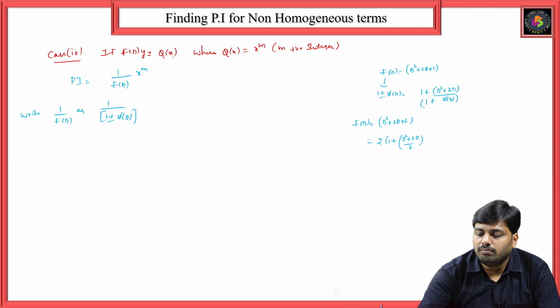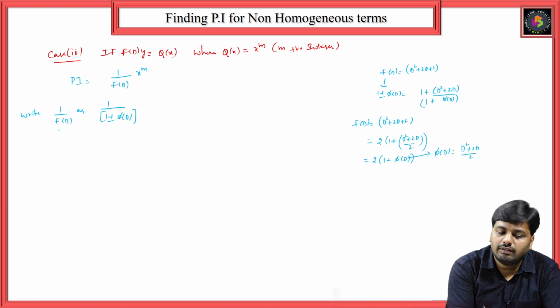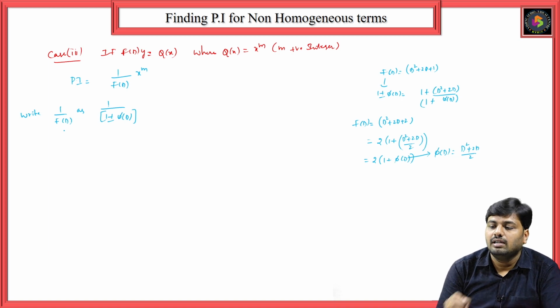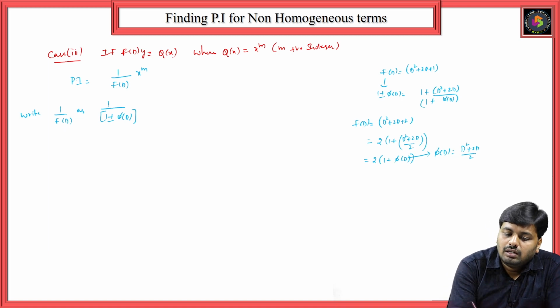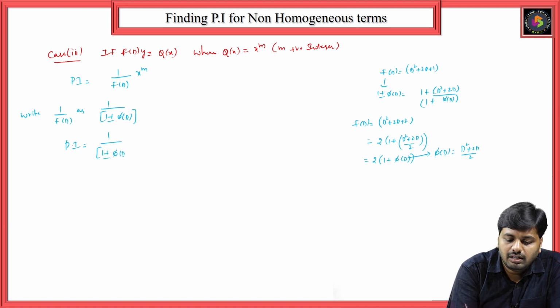Now again it is in the form 2 of 1 plus phi of D, where phi of D will be D square plus 2D by 2. See how we are writing this f of D as 1 plus or minus phi of D; this is a main step here. After writing f of D as 1 plus or minus phi of D, we take 1 by 1 plus or minus phi of D into x power m.